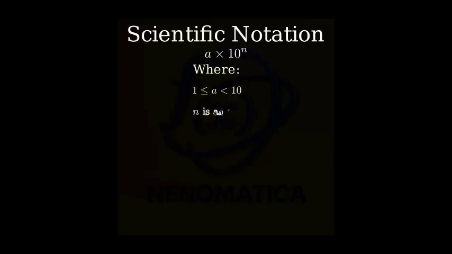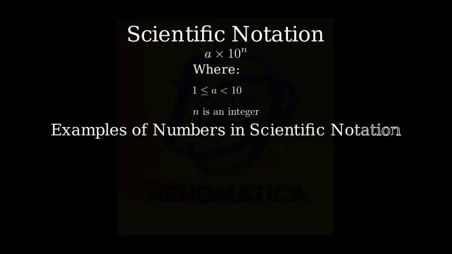We write a number as a product of a coefficient and a power of 10. The coefficient is a number greater than or equal to 1 and less than 10, and the power of 10 shows the decimal place value. Let's look at some examples from the exercise. First, let's see how to write large numbers in scientific notation.